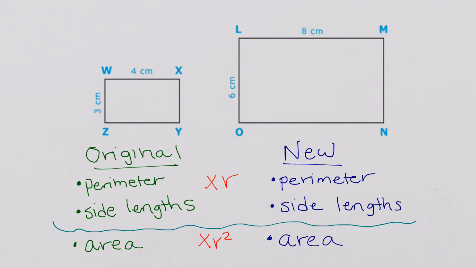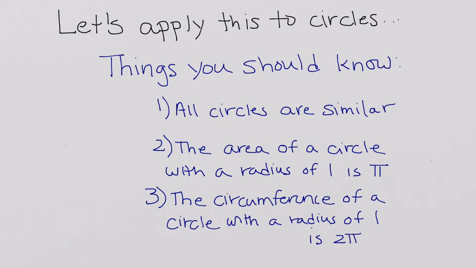Now, these are related only if the shapes are similar, okay? If I know that the shapes are similar, I can find the new perimeter and side lengths by multiplying my originals by the scale factor. If I know the original area and I want to know the new area, I multiply by the area factor, which is simply the scale factor squared. Now, let's apply this to circles.